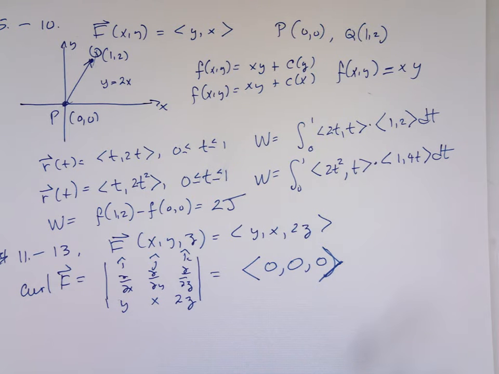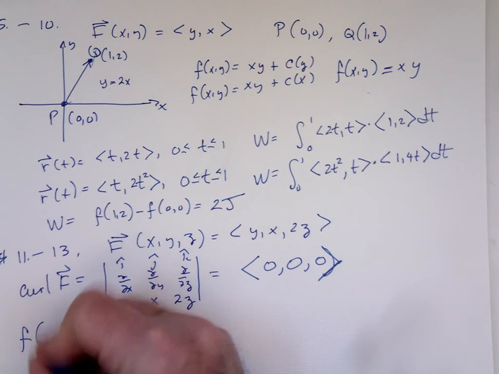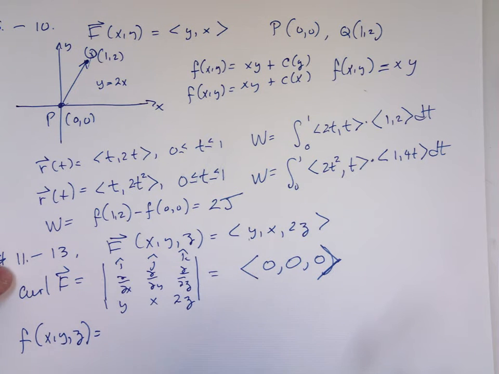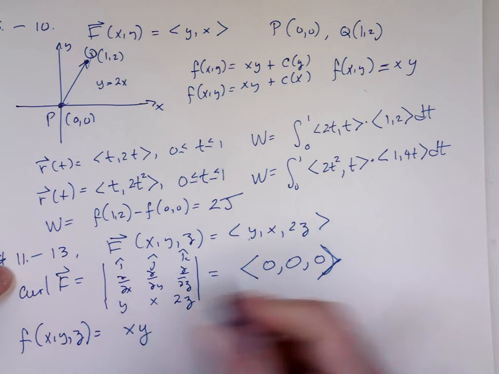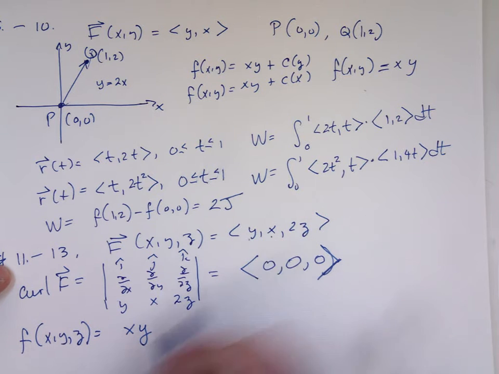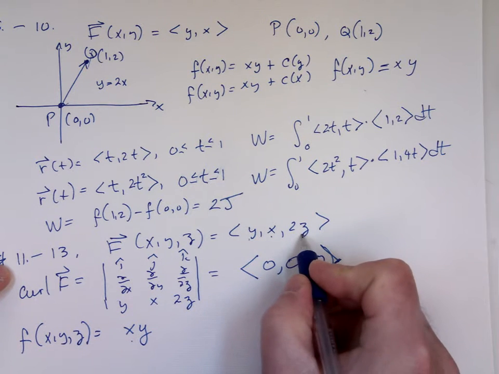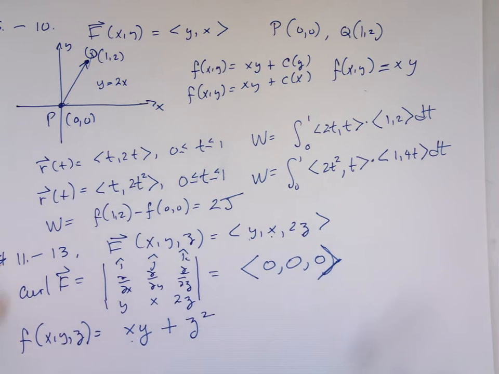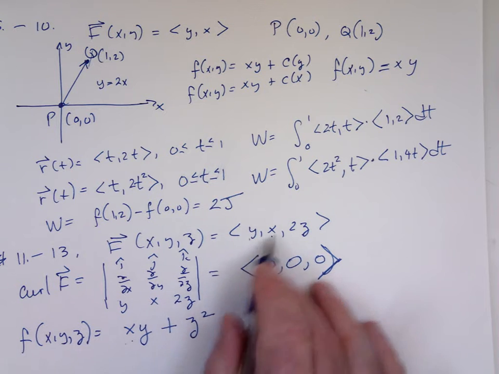Therefore, we have a conservative vector field. Yes, the answer to 12 is yes. And its potential function, what we're going to do is integrate this one with respect to x, integrate this with respect to y, we'll get xy again, and this with respect to z to get z squared, and that'll do it. Okay. xy plus z squared satisfies all the requirements, namely the partial with respect to x, partial with respect to y, and the partial with respect to z.